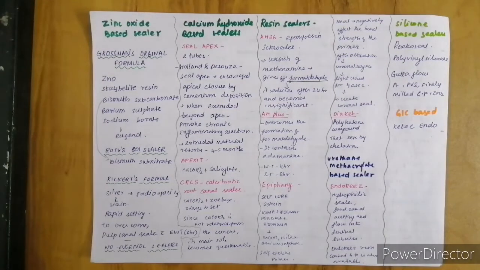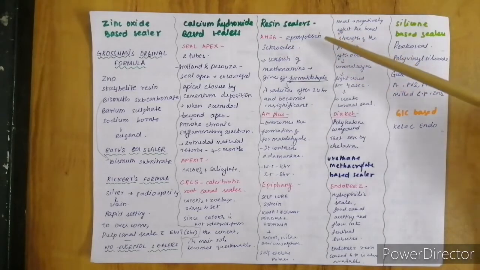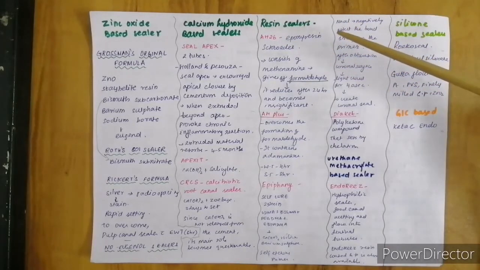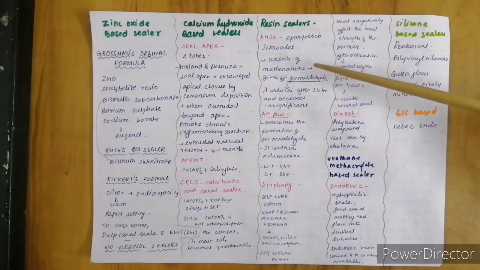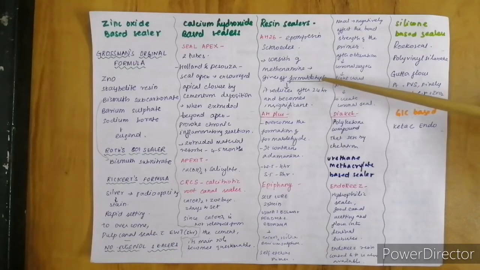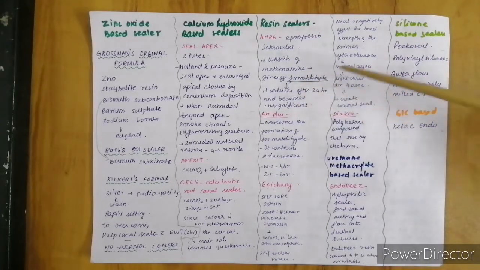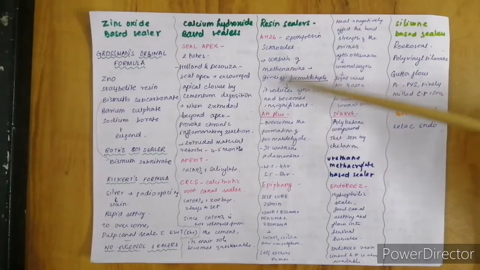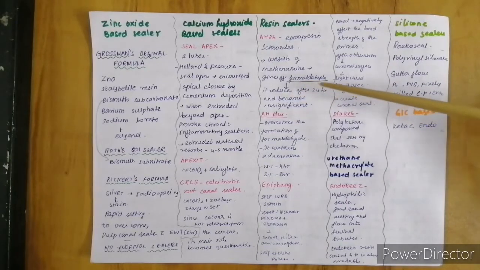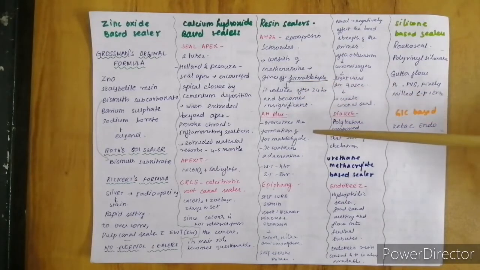For resin sealers, we are going to discuss AH26, AH Plus, Epiphany, Diacat and Endures. AH26 sealer is an epoxy resin based sealer. It had methenamine in its formulation, and because of the presence of methenamine, it gave off formaldehyde. Formaldehyde is toxic and a concern, so this is a kind of disadvantage. This formaldehyde reduced after 24 hours and later became insignificant.